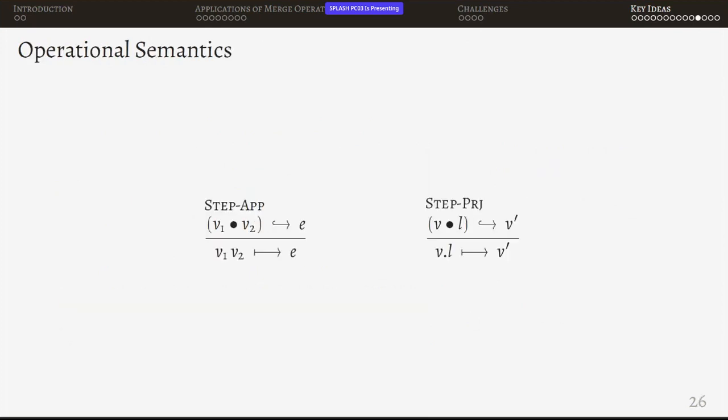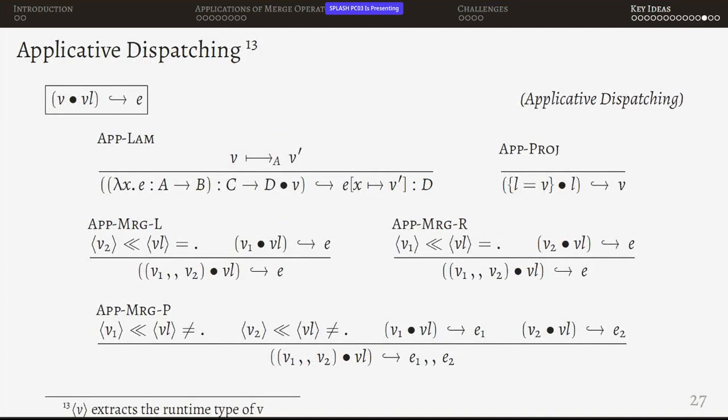We can take a look at a small portion of our operational semantics, where we have two rules. After we reduce the function, the record, and the argument to the canonical forms, we just call them using our special dispatching judgment. All right, our dispatching judgment, we call it the applicative dispatching. The idea is very simple. The first two rules basically deal with the beta reduction and projection. The last three rules deal with the dispatching.